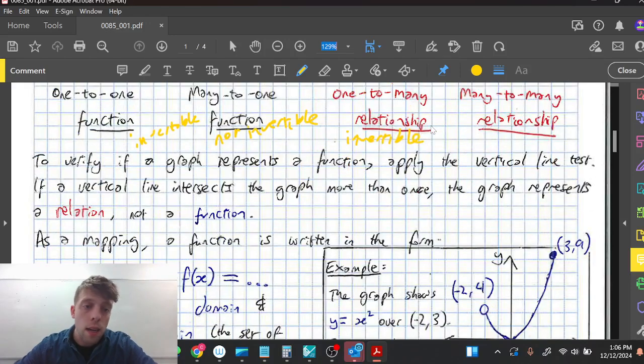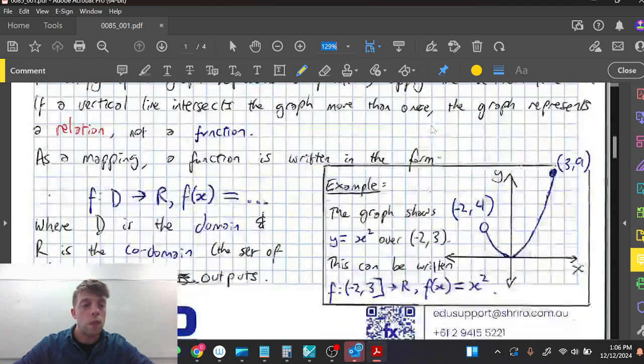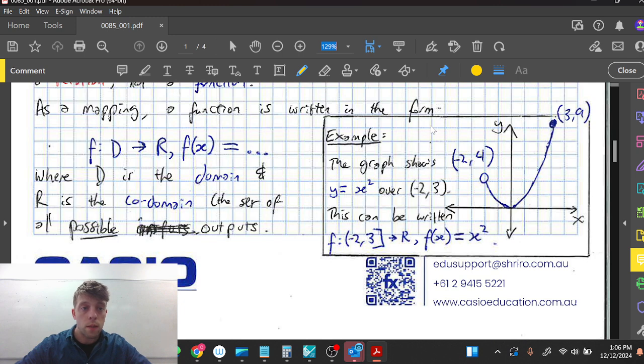So, like I said here, to verify if a graph represents a function, apply the vertical line test. If a vertical line intersects the graph more than once, the graph represents a relation and not a function. Okay, so now this is important here.